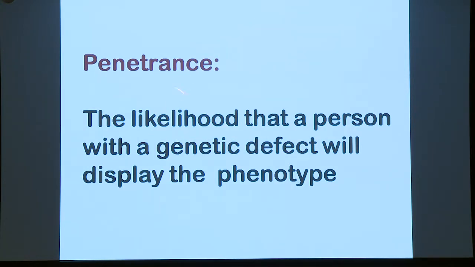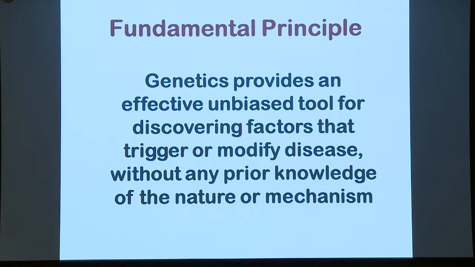So the penetrance is essentially the likelihood that a person with a genetic defect will display the phenotype. For Mendelian disorders, by definition, the likelihood that they're going to show it is very high, because if it wasn't very high, you wouldn't be able to discern the pattern of inheritance. But there are exceptions, and I'm going to get into an example of where that's useful.